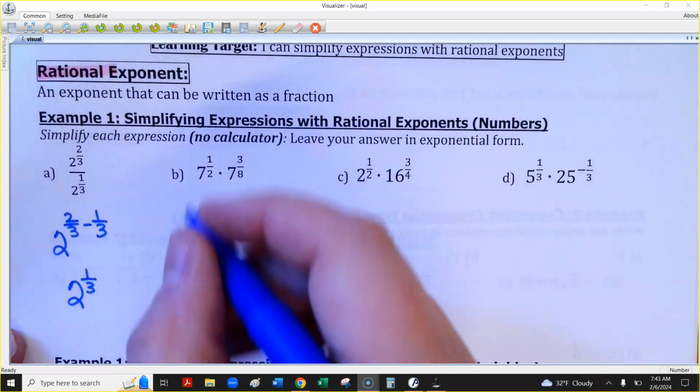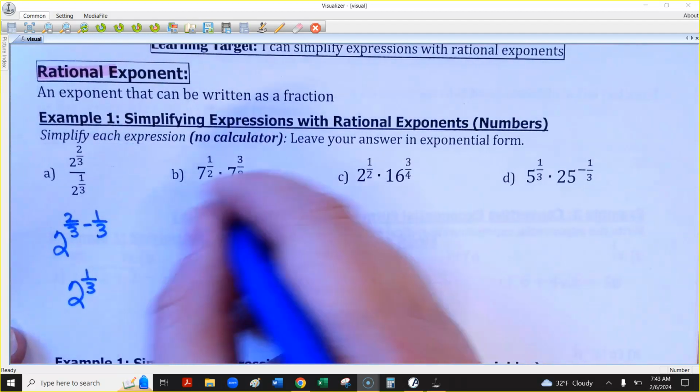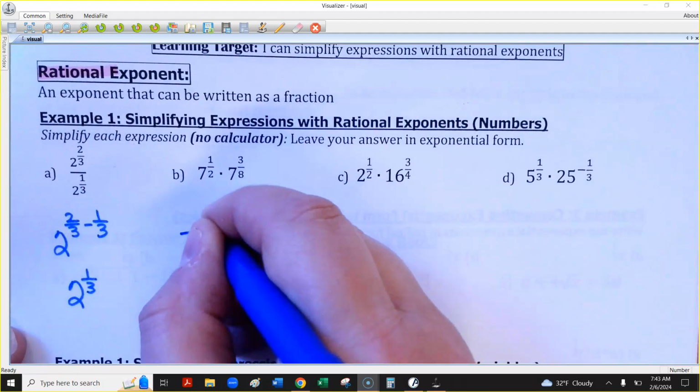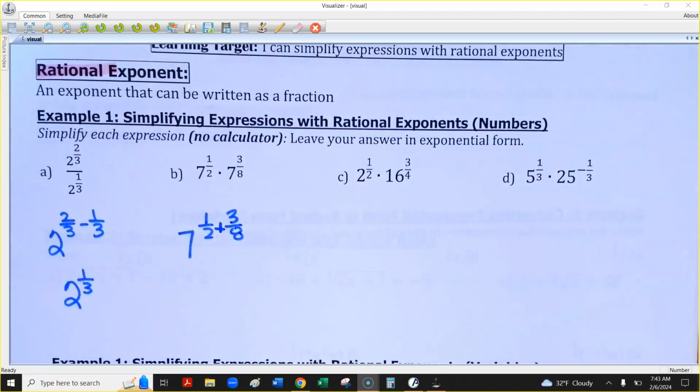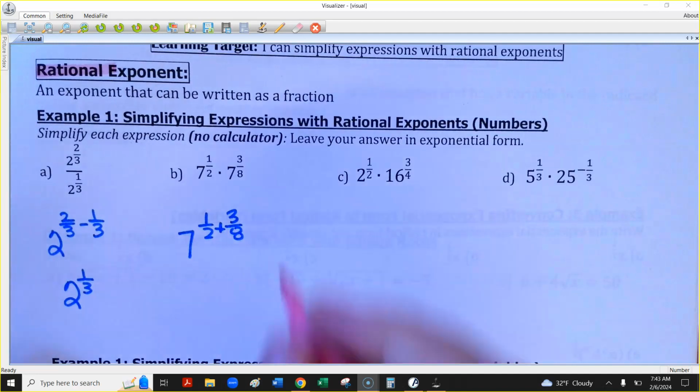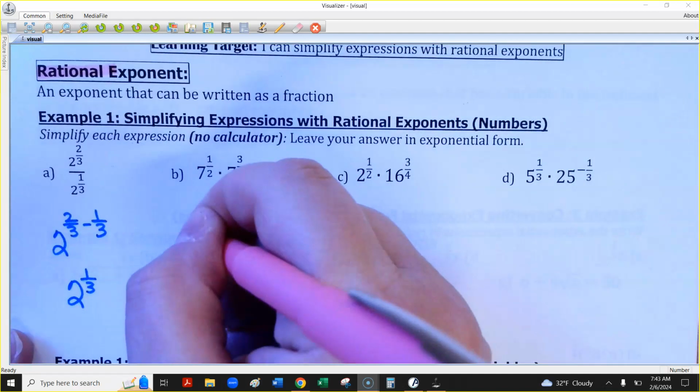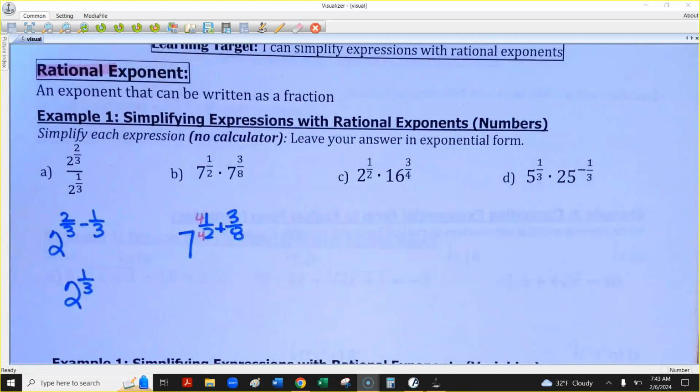Now, if you multiply like bases, these are both 7's, you're going to add the exponents. But if you're working with fractions, we actually have to have a common denominator. So what would I do to be able to add, just raise your hand and tell me, what would you do to be able to add 1/2 and 3/8? Yes. All right. So you just got to make them have the same denominator.